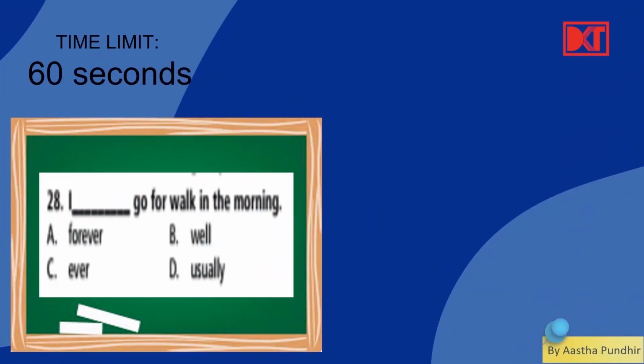Alright, here we have, I dash go for a walk in the morning. I forever go for a walk in the morning. I well go for a walk in the morning. I ever go for a walk in the morning, or I usually go for a walk in the morning. Correct answer is, I usually go for a walk in the morning. Adverb of frequency, answering the question of how often something happens. Okay. So others, forever, ever, these also could be adverbs of frequency. Well is an adverb of manner.